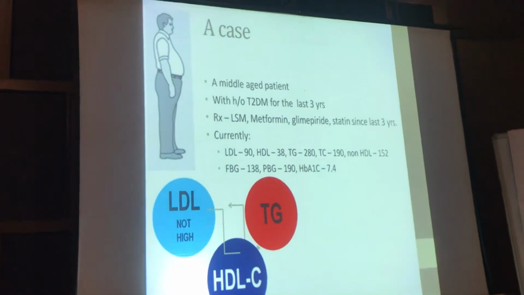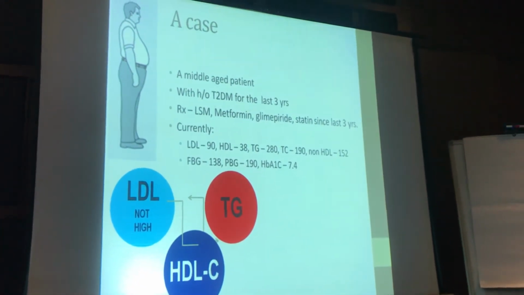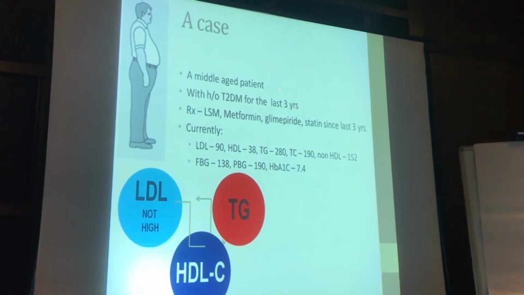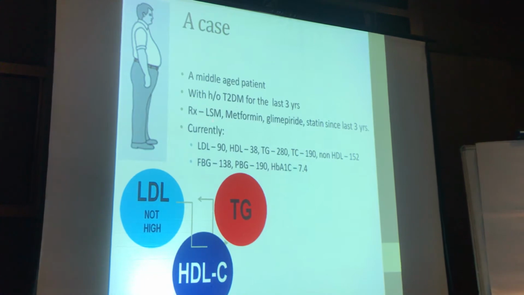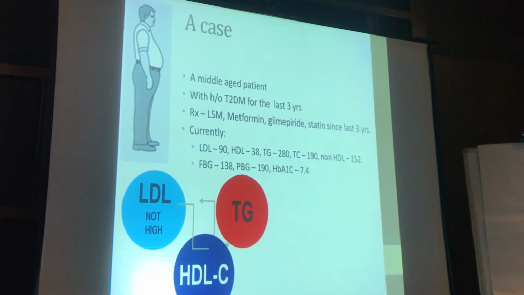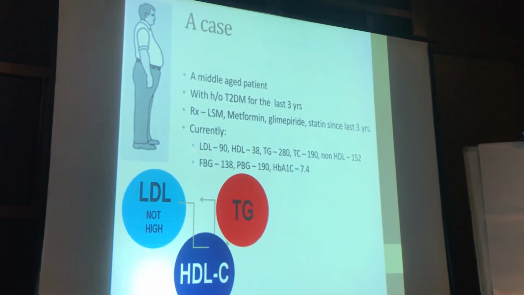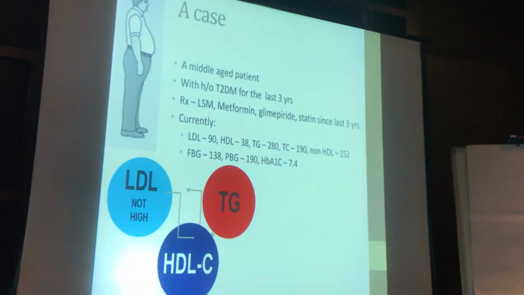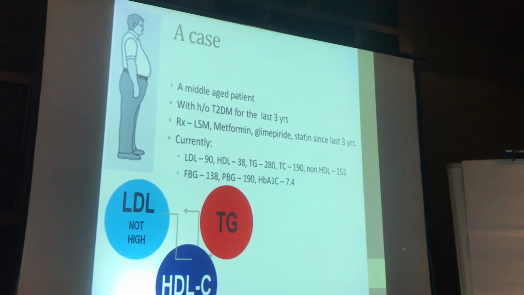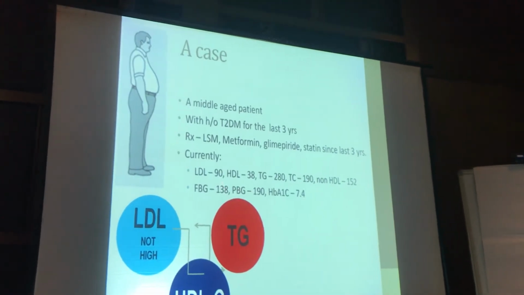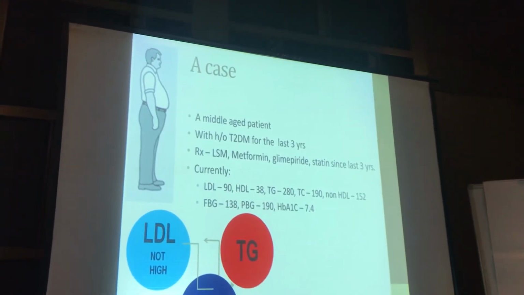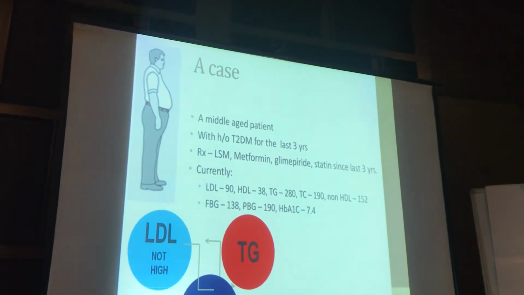So a typical case which we usually come across day in and day out is a middle-aged person with a history of diabetes for the last 3 years, on lifestyle modification, metformin, glimepiride and statin for the last 3 years. Currently the LDL level is 90, not very high, HDL is on the lower side and triglyceride on the higher side, total cholesterol 190 mg%, and fasting blood sugar and PP are a little on the higher side, 138 and 190 mg%. So this kind of lipid profile, with high triglyceride and low HDL, is known as diabetic dyslipidemia.